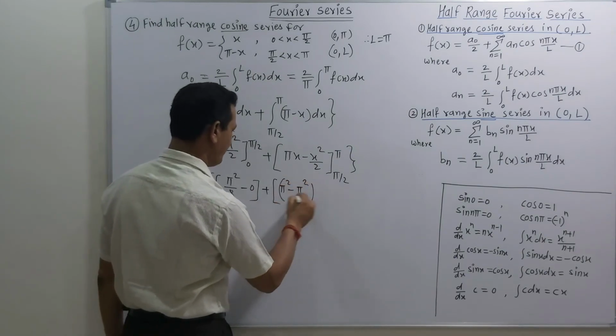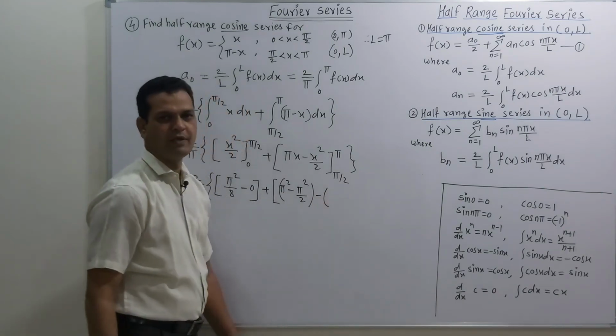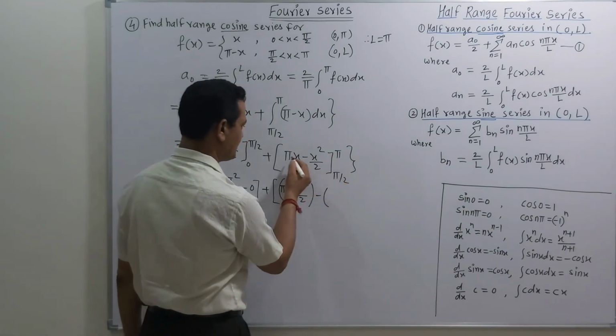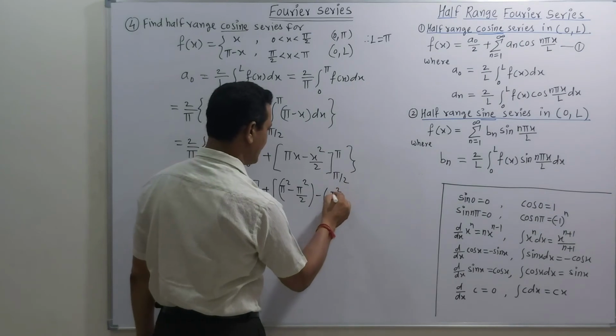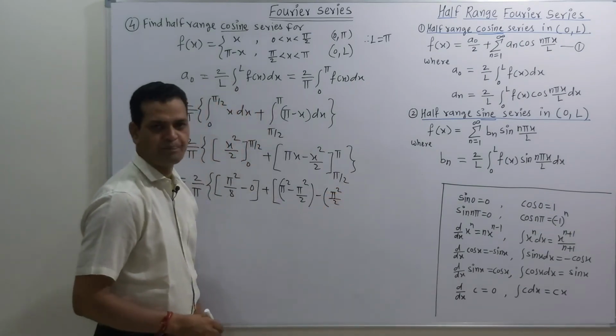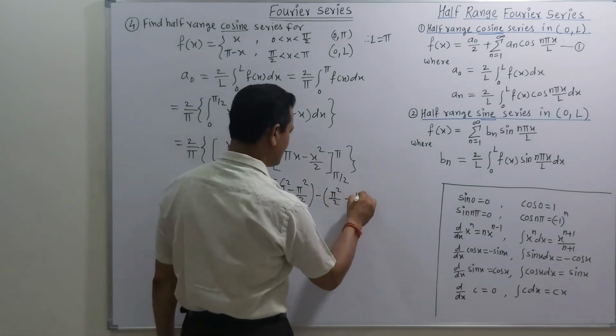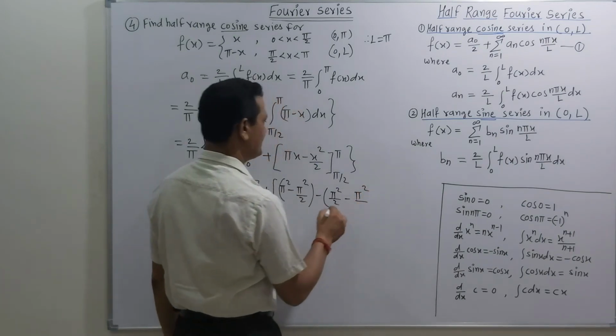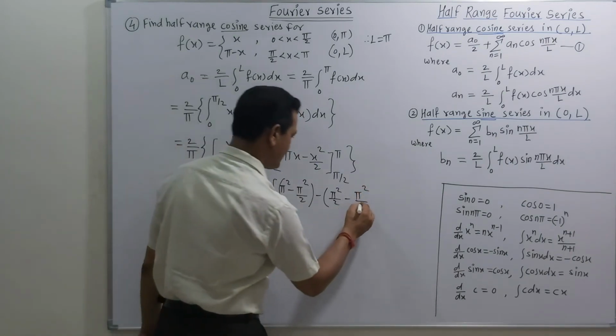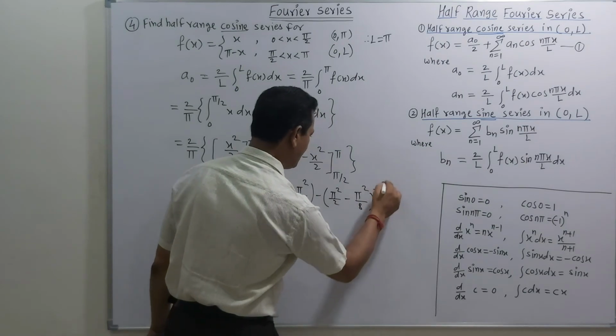This is the first term, minus the lower limit. The lower limit is pi by 2, so this is pi into pi. We get pi square upon 2 minus pi square upon 4, divided by 2, which is 8. So we can write it in this way. Now this bracket is over.